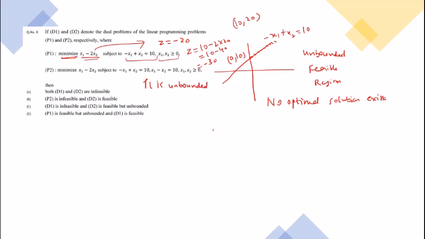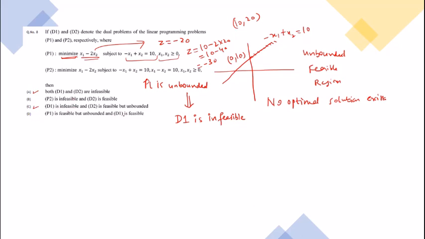And there is an immediate result, the corollary of the weak duality theorem, which says that if one of primal or dual is unbounded, then the other is infeasible. So if the primal is unbounded, its dual D1 is infeasible. This clearly gives us the hint that either the correct answer is part A or part C, because both mention that D1 is infeasible.